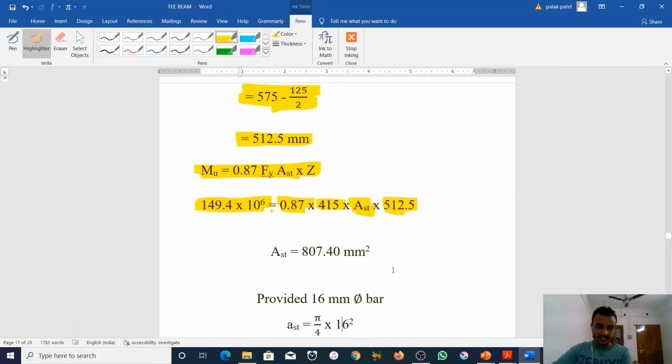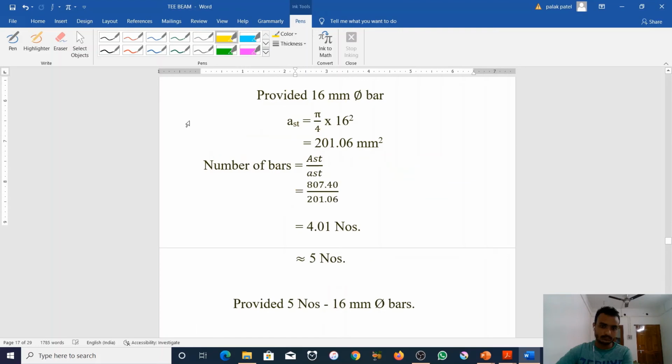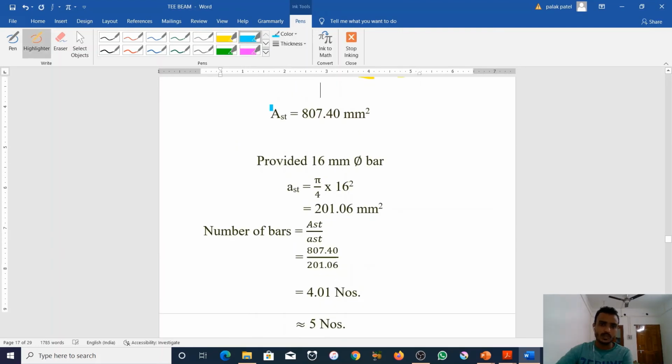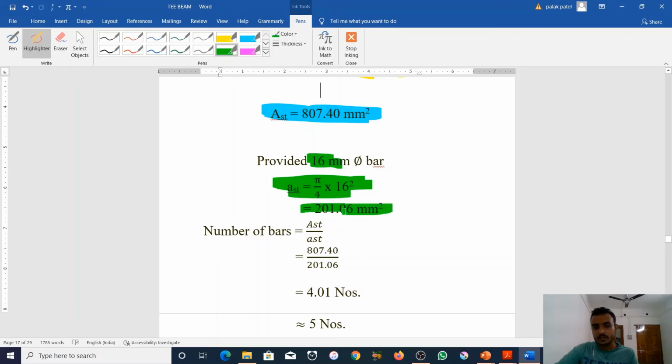So Ast is 807.40 mm square. So we have found capital Ast. Capital Ast, we assume 60 mm diameter bar. For 60 mm, small ast is 201.06 mm square. So I provide capital Ast here, small ast here.